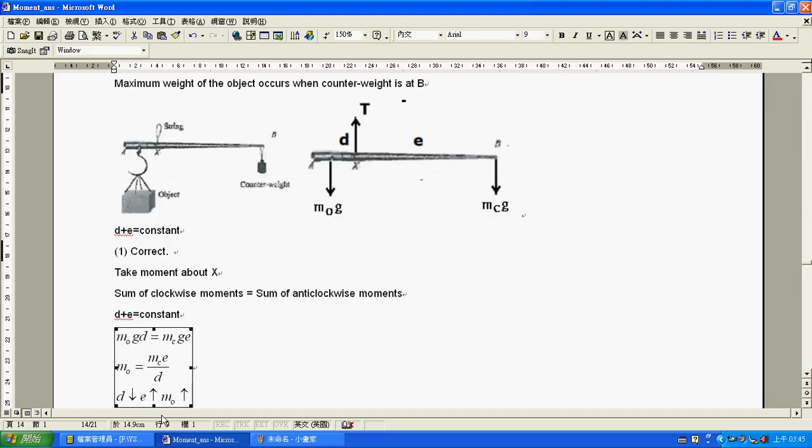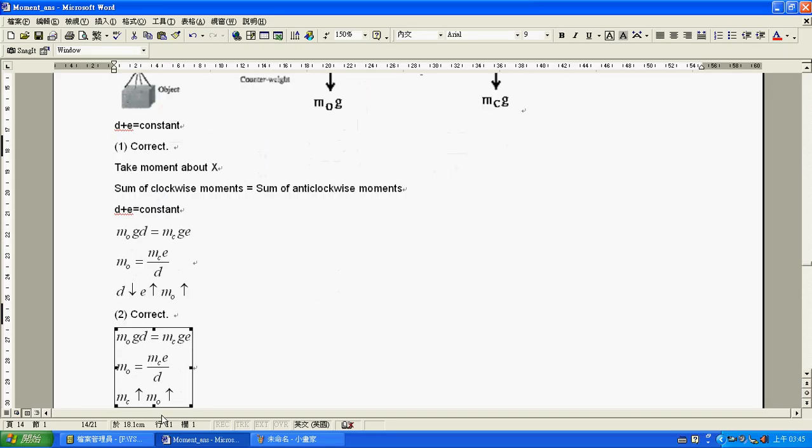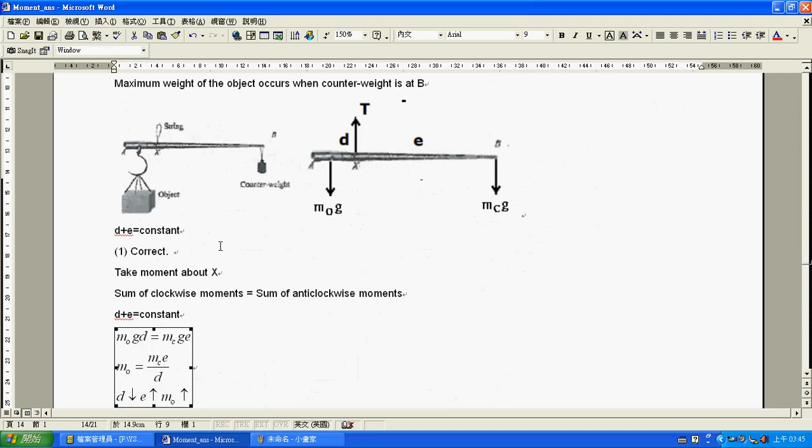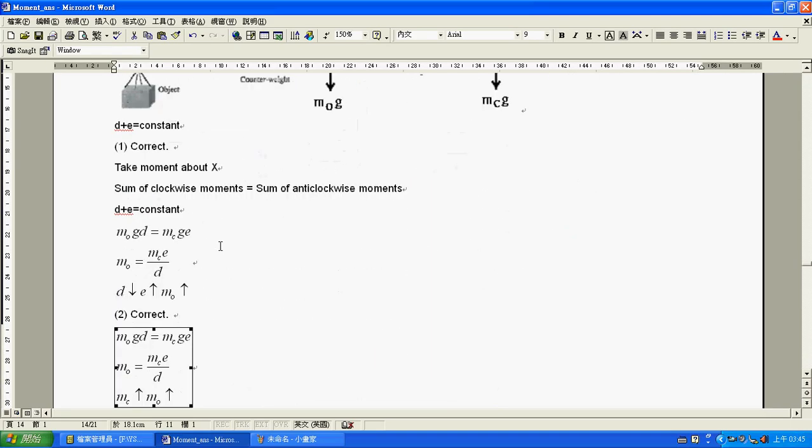Now let's move on to the next statement. What is the next statement? The next statement is increasing the mass of the counterweight. So 2 should be correct. Now we look at this statement. So E is fixed to get the largest weight, at the maximum value. So D plus E is a fixed number. So MO, the mass of the object, should be equal to MC times E over D. So as the mass of the counterweight increases, the mass of the object also increases.